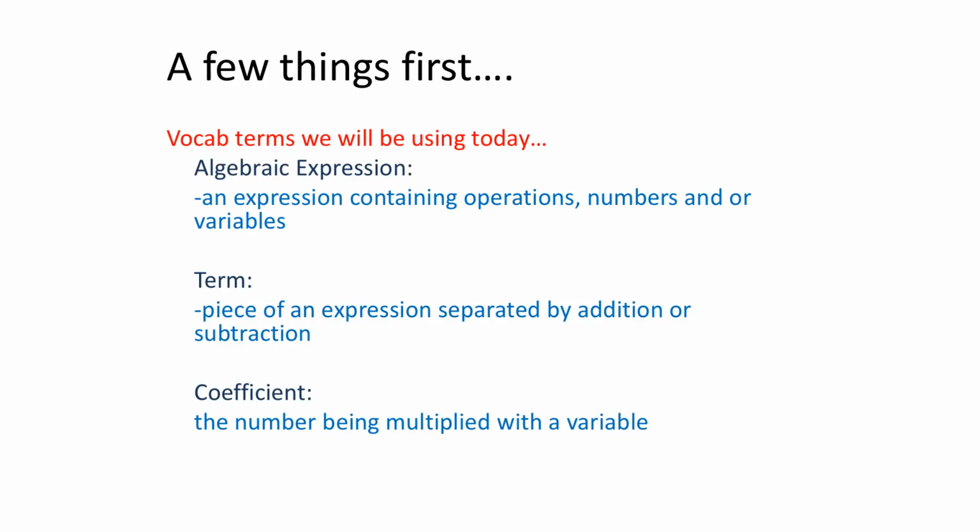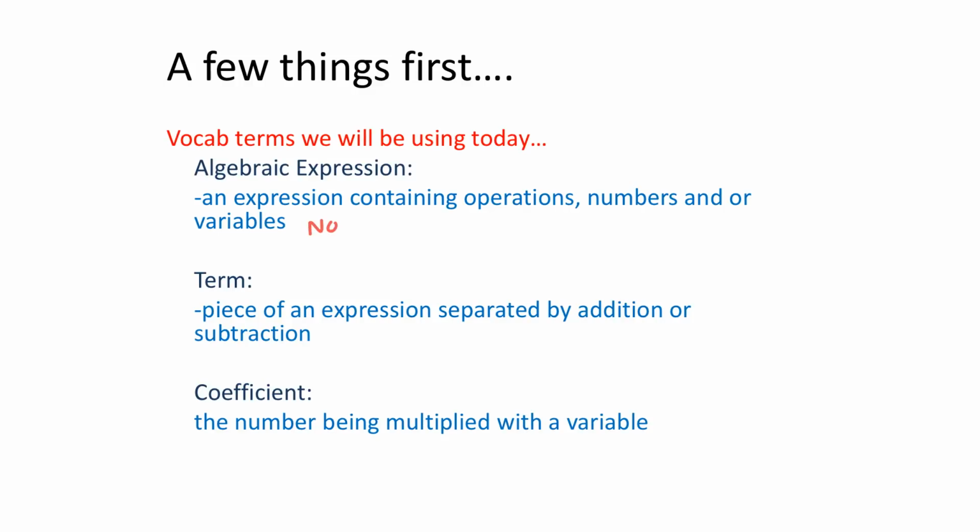Just a few things that we need to highlight. We have three vocabulary terms that we're going to be focusing on today. The first one is algebraic expressions. An algebraic expression is basically anything that we might run into in math that contains operations, numbers, and/or variables. But most importantly, it's the variable part.